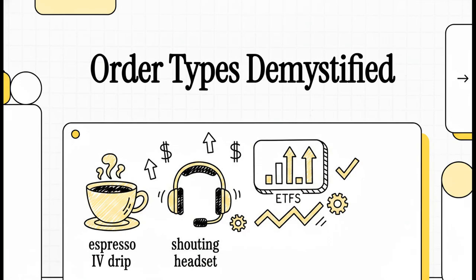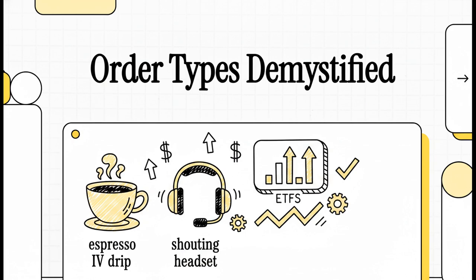Look, are you completely sick of opening your broker's app and feeling like you need an espresso IV drip and, I don't know, a shouting headset just to buy a simple ETF? Well, trust me, you are absolutely not alone. Today, we're demystifying order types for the long-term investor. We're going to learn exactly how to navigate those super intimidating screens with total confidence, and most importantly, without accidentally turning into a chronically anxious day trader.